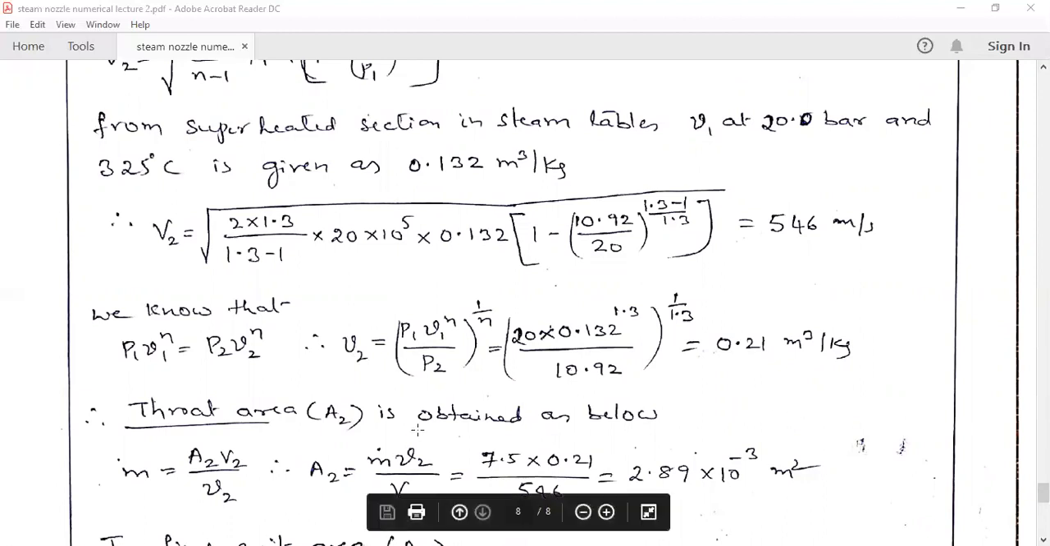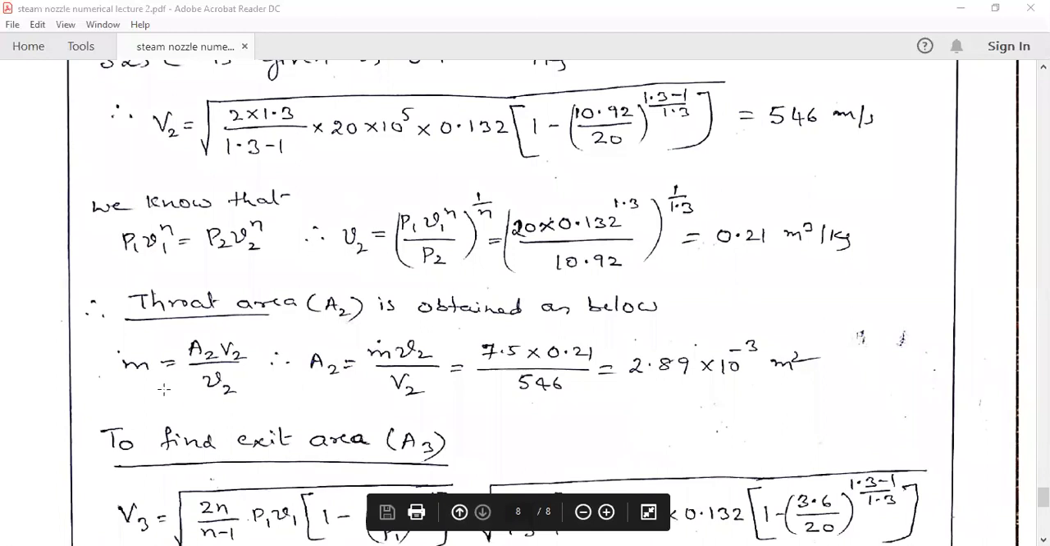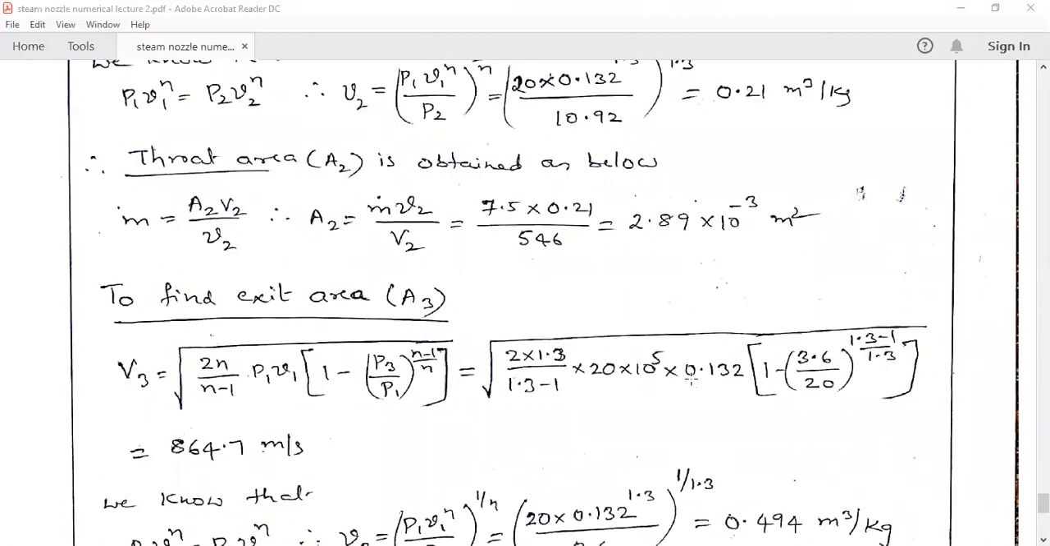Then, the throat area A2 is obtained as m dot equals A2 into capital V2 by small v2. Therefore, A2 is equal to mass flow rate into specific volume divided by velocity. So substitute, get the value of area. Once you get that, then you need to find out the exit area.